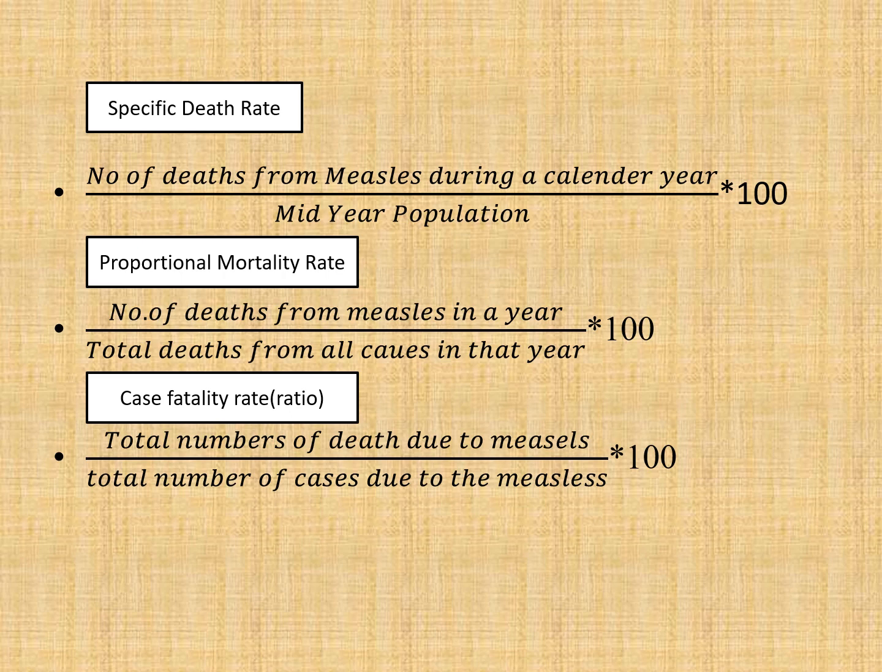So what you should take in the numerator is the number of deaths from measles in a year, divided by total deaths from all causes in that year. And suppose you want to find the case fatality rate, you take the number of deaths due to measles divided by the total number of cases due to measles. So there is a difference in the denominator. For the specific death rate, we take the mid-year population. For the proportional mortality rate, we take total deaths from all causes in that year. And for the case fatality rate, we take the total number of cases due to measles.